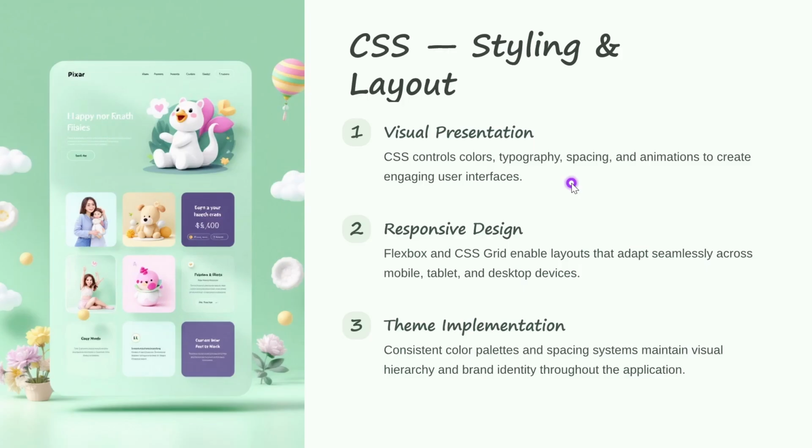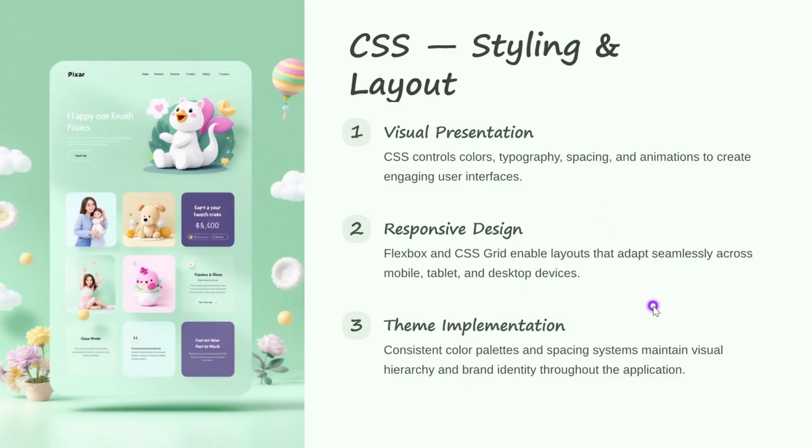Next comes responsive design, which is where Flexbox and CSS Grid play an important role. These tools help us design layout and automatically adjust across mobile, tablet, and desktop screens, ensuring the website looks consistent on any device. And finally, there is a theme implementation using consistent colors, palettes, spacing, and typography to create a strong visual identity and maintain brand uniformity across the application. So while HTML gives the page its structure, CSS brings it to life visually and makes it adaptable to different users and devices.